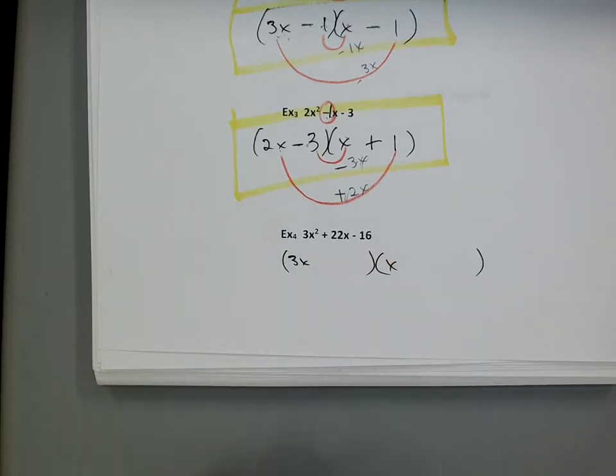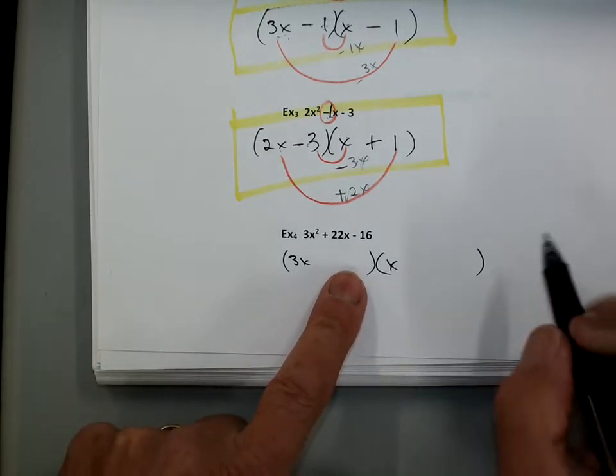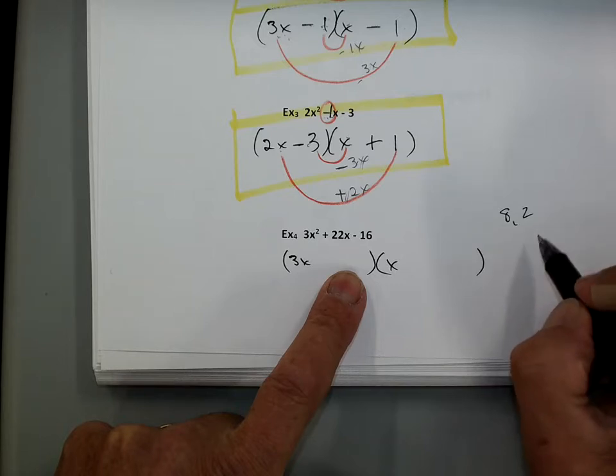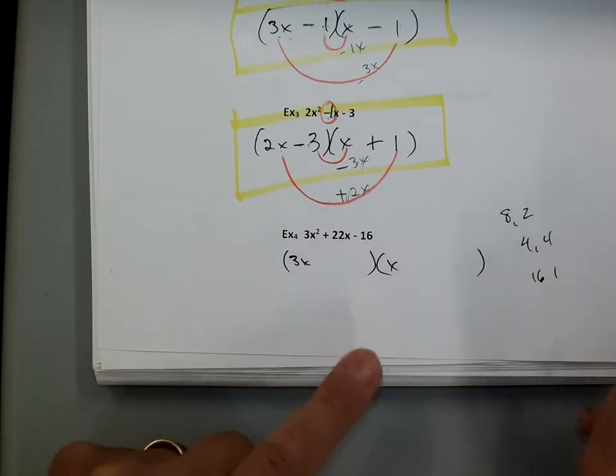There is, oh, this is a different problem. This is not the same one, is it? Oh, this one's a little bit different. Yeah. We got a 22 in there. All right, so let's see. 16, I could use an 8 and a 2. I could use a 4 and a 4 and a 16 and a 1.